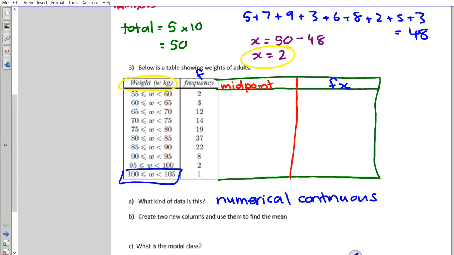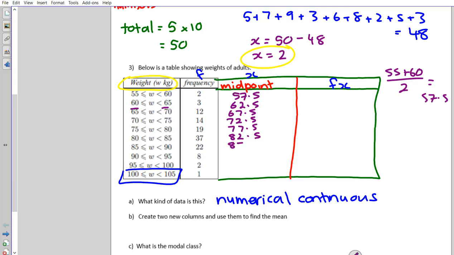Frequency times the midpoint. So to find the midpoint, what's the midpoint of 55 and 60? If you're not sure what that is, find the average of those 2 numbers. 55 plus 60 over 2. What does that equal? That equals 57.5. So the midpoint of that category is 57.5. You might want to pause and find the midpoints of the rest by adding the 2 numbers together, like 60 plus 65 divided by 2, and then check your answers with what I've got. So 62.5, 67.5, 72.5, 77.5, 82.5, and 87.5.